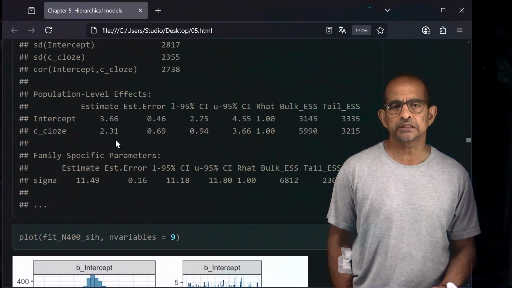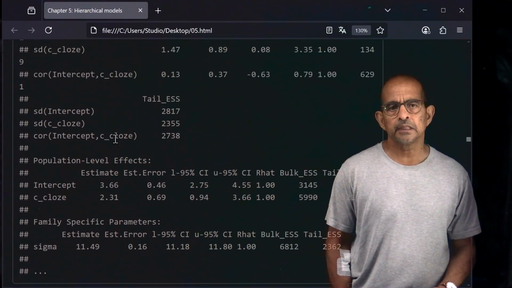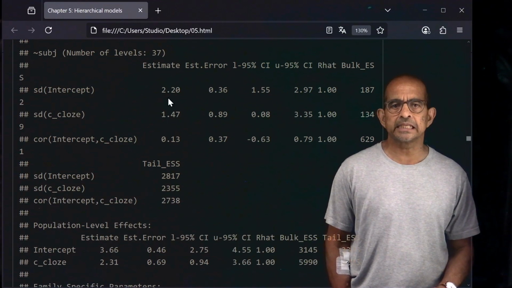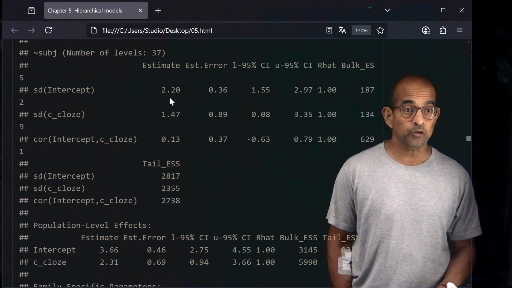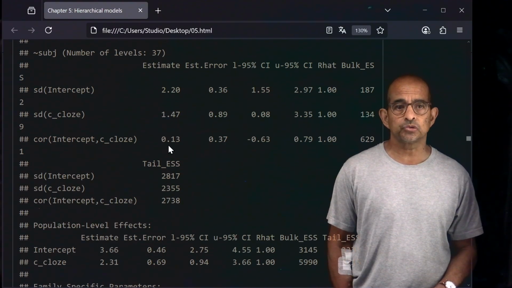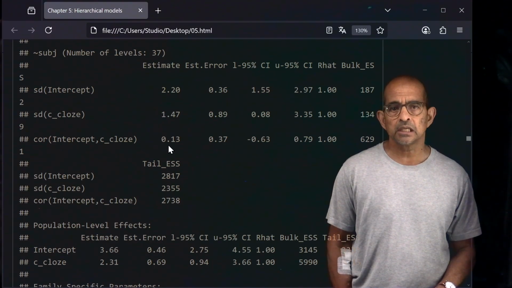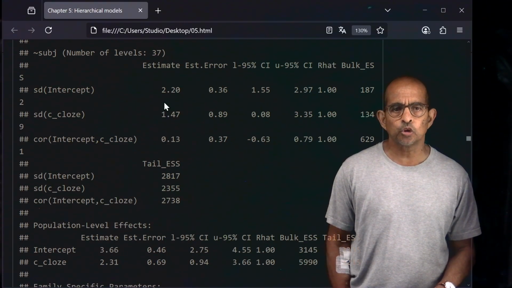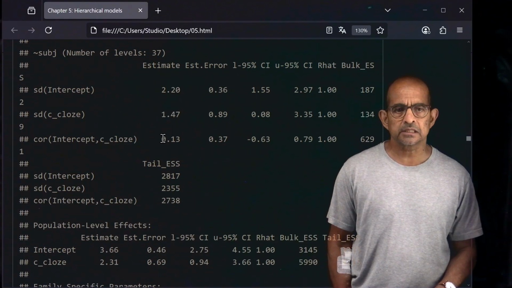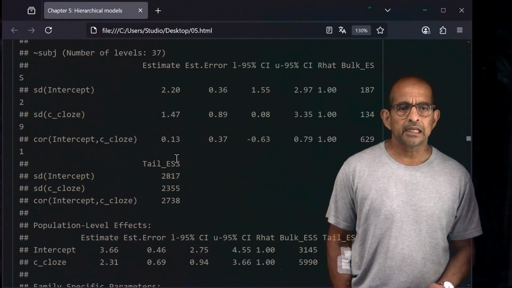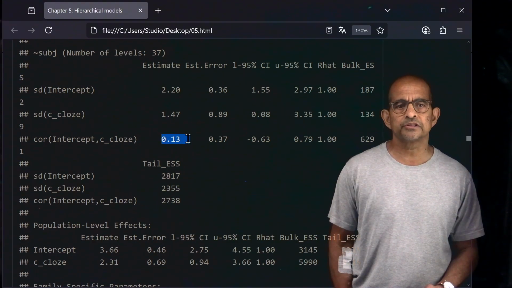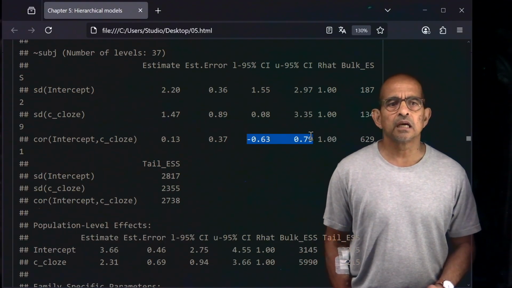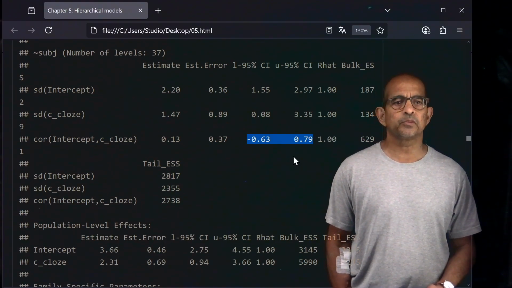First of all, the fixed effects, intercept and slope, right? Then by subject, we see the estimate of the standard deviation for the subject adjustment. That's tau u1 estimate. That's the tau u2 estimate with 95% credible intervals. Sorry, I made a mistake there. The intercept and slope standard deviation estimates. This is the correlation estimate, right? And you can see that the correlation estimate is 0.13, and the 95% credible interval is minus 0.63 to plus 0.79.